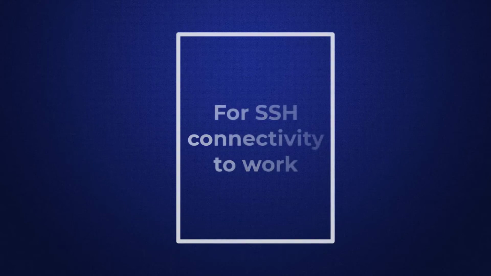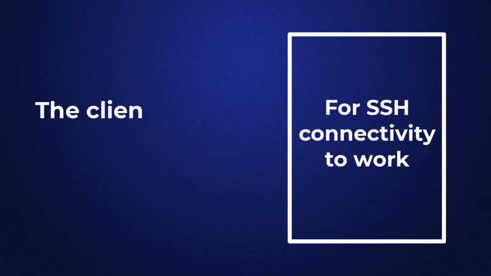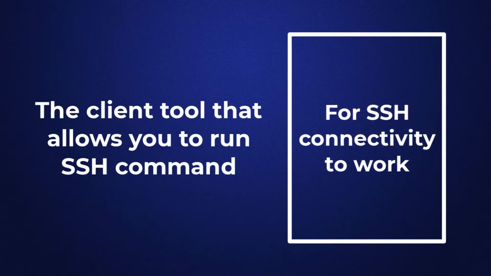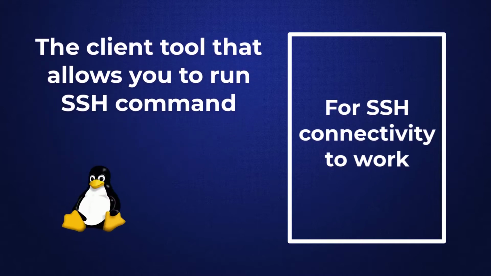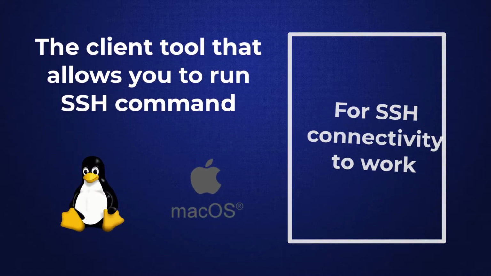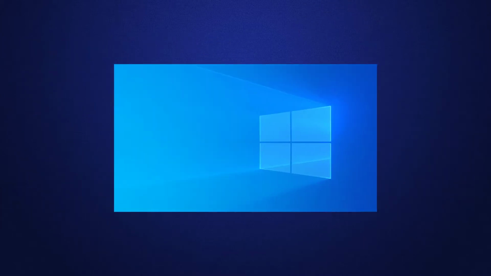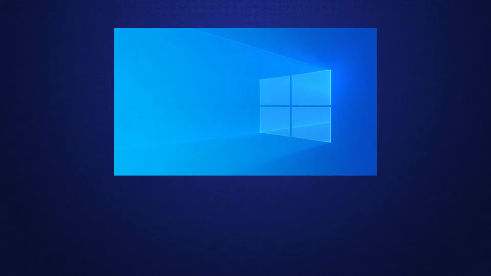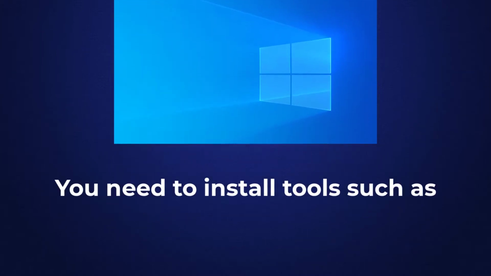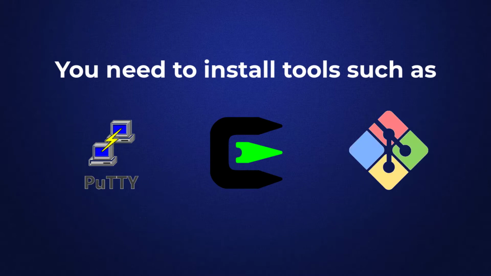For SSH connectivity to work, you need the client tool that allows you to run SSH commands. On Linux and Mac based systems, it's already built in. If you're on Windows and you want to be able to use SSH, you need to install tools such as PuTTY, Cygwin, Git Bash, or PowerShell to use SSH.